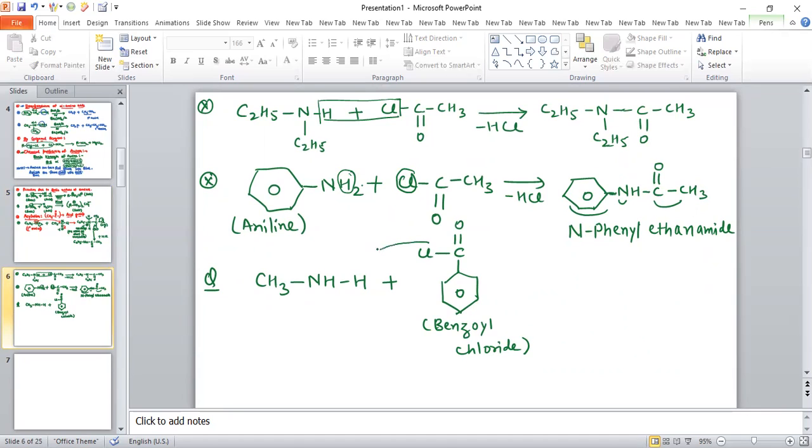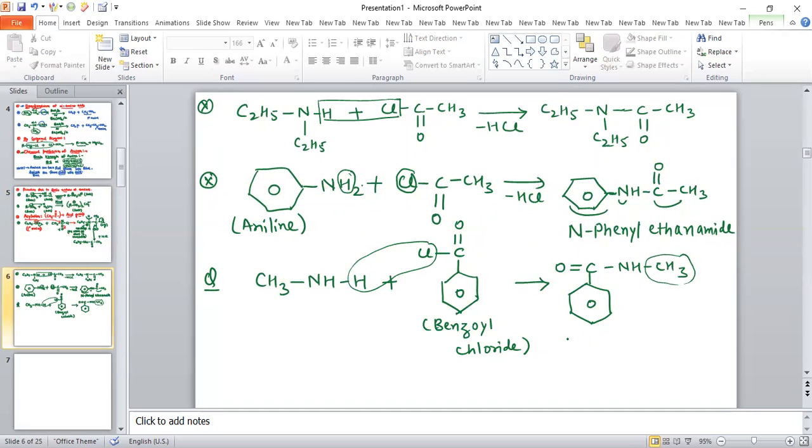So what happens in this case? This HCl will be removed. So when this HCl is removed, the product formed will be like this. There is benzene and this is C double bond O, and this is NHCH3. Now you can see on nitrogen, there is a methyl group.